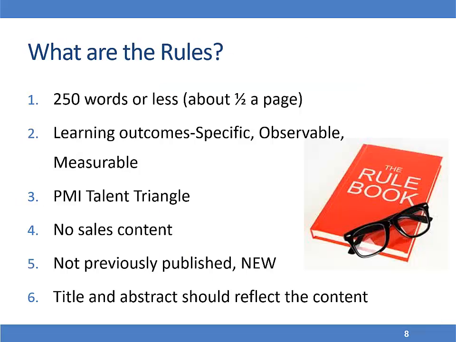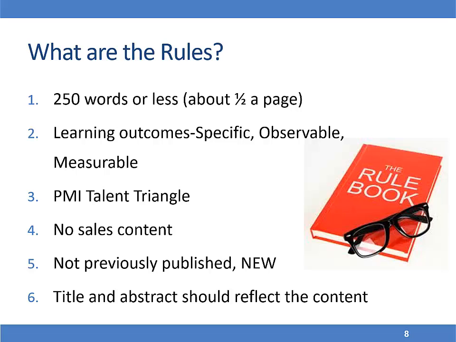Now, the rules for submitting an abstract for this particular symposium, you need to be submitting a brief write-up of what you're going to talk about, and that would be about a half a page, 250 words or less. There should be some learning outcomes identified. Those learning outcomes should be specific, observable, measurable, falling in line with the PMI talent triangle.